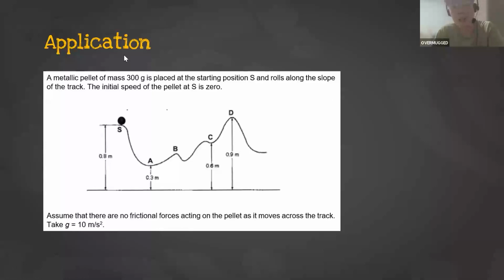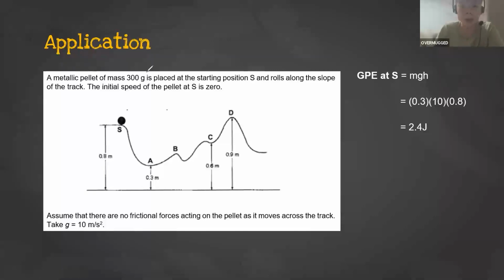So if it's an exam question, they will usually guide you, right? First part, they ask you to calculate the GPE, gravitational potential energy, at position S. So I apply the formula mgh, and I get 2.4 joules. It's very straightforward, usually 2 marks.